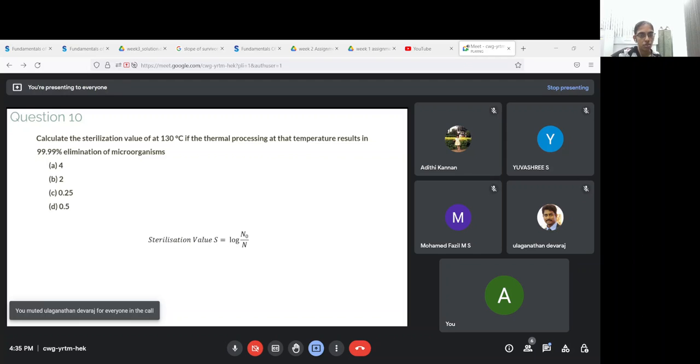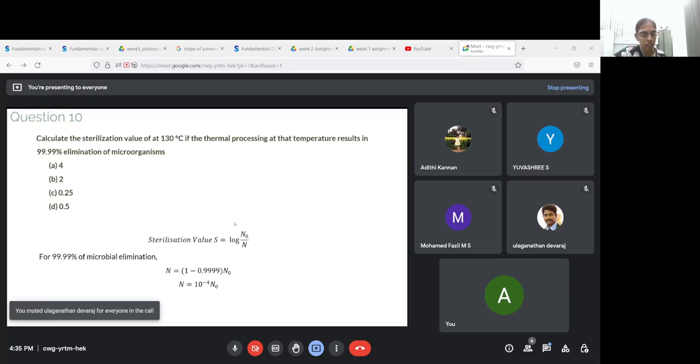So, sterilization value S is equal to log n naught by n. Here it is log to the base 10, so you need to make sure that you understand this well. It is already given that 99.99% of the microorganisms are eliminated. So your n, that is the number of viable cells left, is 1 minus 0.9999 into n naught. This is the number of viable cells after your thermal processing is complete. So n will be equal to 10 power minus 4 into n naught.